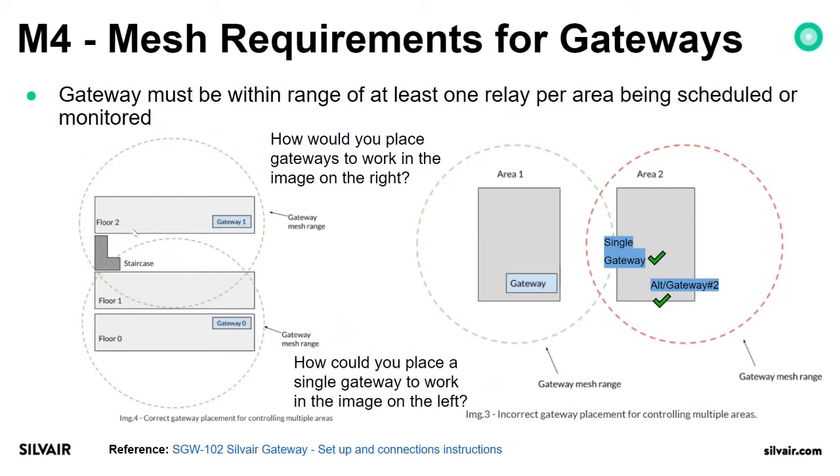So it's also important to note that gateways should be really close to the first relay to be able to populate messages throughout the network. So on the right side, in the area 2, there should be another gateway to cover the connectivity for the whole project.